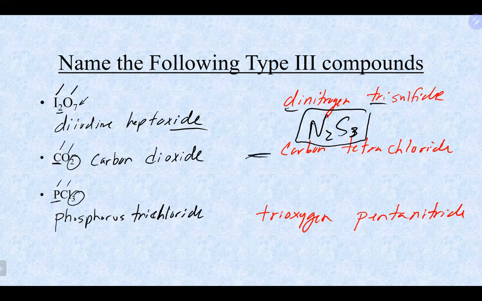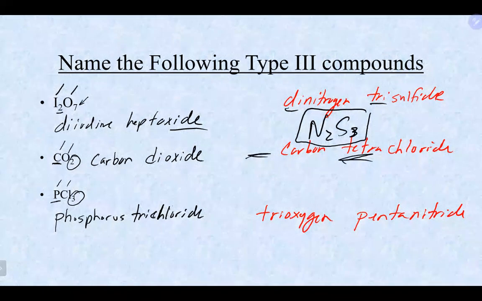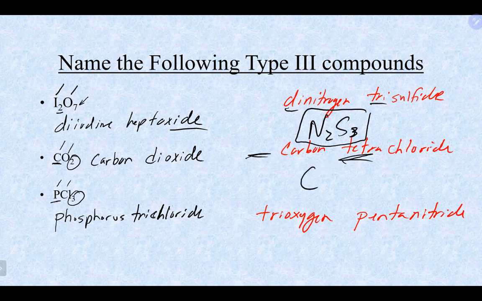I don't see a prefix, but I do see it on the second one. So no prefix on the first one means it's mono and 1. So I would write C for carbon, and tetra is 4. So that would be a Cl4, and we're done.